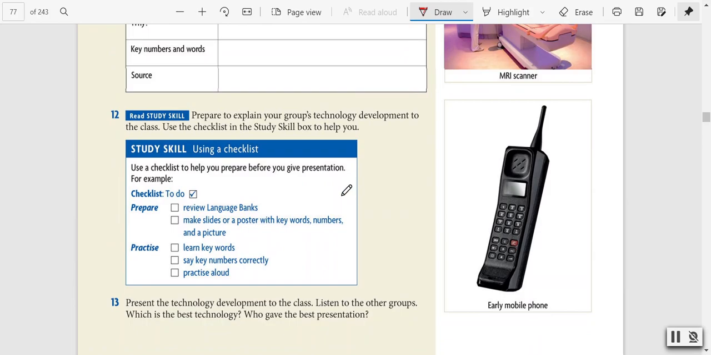Read study skill. Prepare to explain your group technology development to the class. Use the checklist in the study skill box to help you. Okay, we have this checklist. Using a checklist, use a checklist to help you prepare before you give a presentation. For example, to do: prepare, review language bank, make slides or poster with keywords, numbers, and pictures.